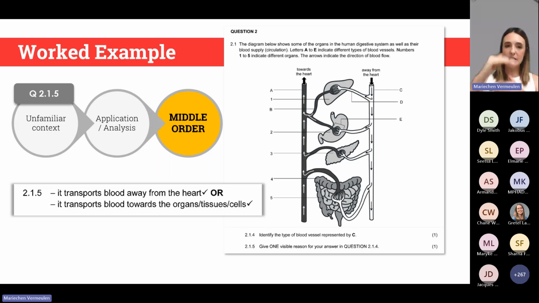So you can see the steps, right? Remember, understand, apply. That's what they're climbing. So they're taking what they've learned about blood vessels and applying it to this new context.